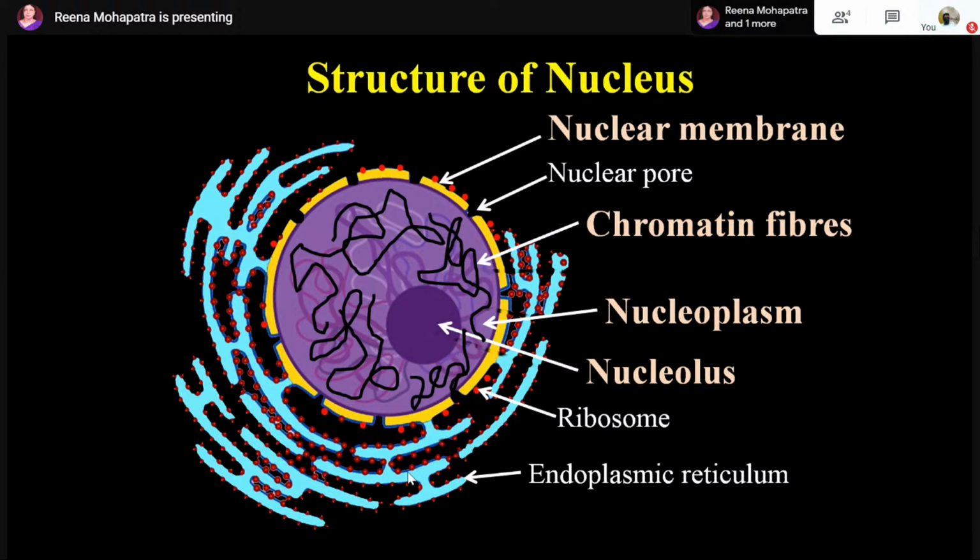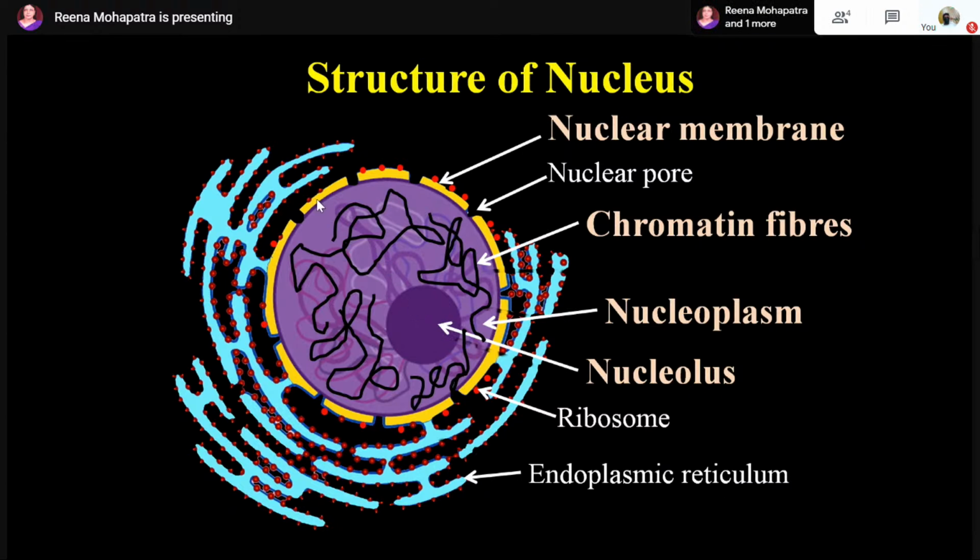Then the next part is nucleoplasm. Nucleoplasm can be called the cytoplasm of the nucleus. It is jelly-like and it holds all the rest of the substance. Then we have the nucleolus. Nucleoli may be 1 to 4 in number per nucleus.